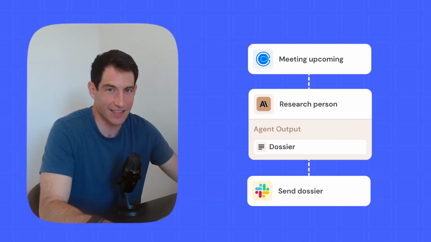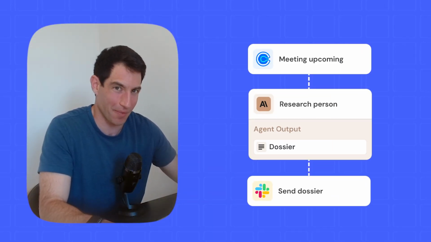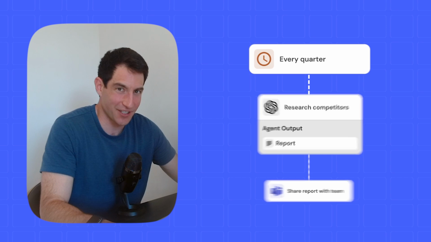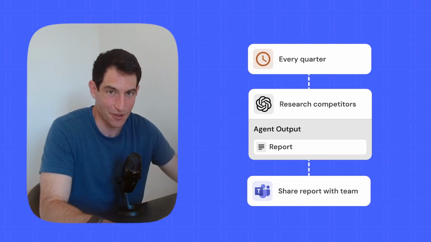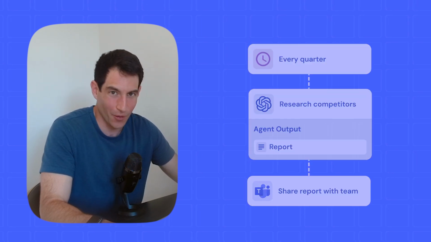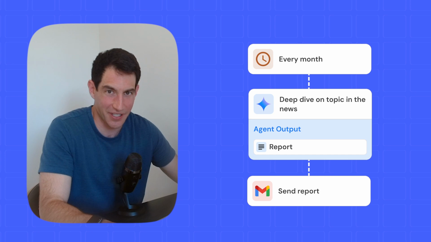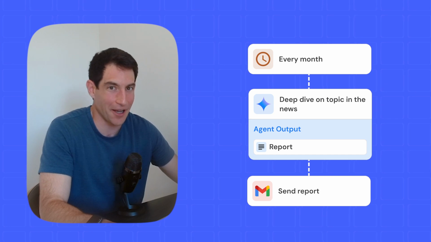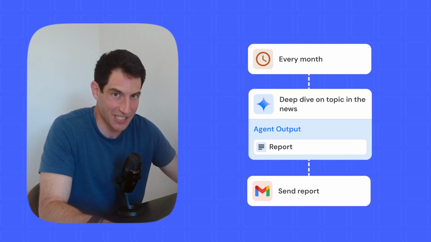Number six, AI is so good at research. We all have this amazing research assistant in our pockets now. Whether that's coming up with a dossier on a person you're about to meet for the first time, understanding the prices or offerings of a competitor, or doing a deep dive on news in a particular topic, AI is amazing at research use cases.